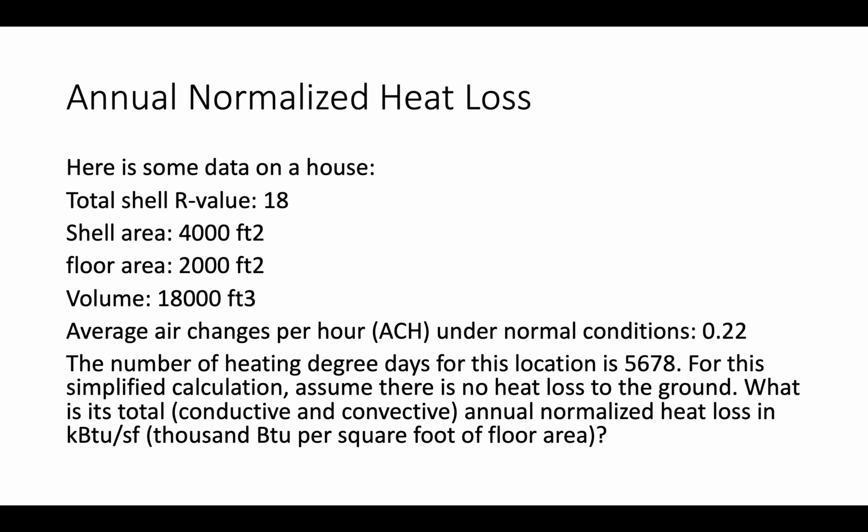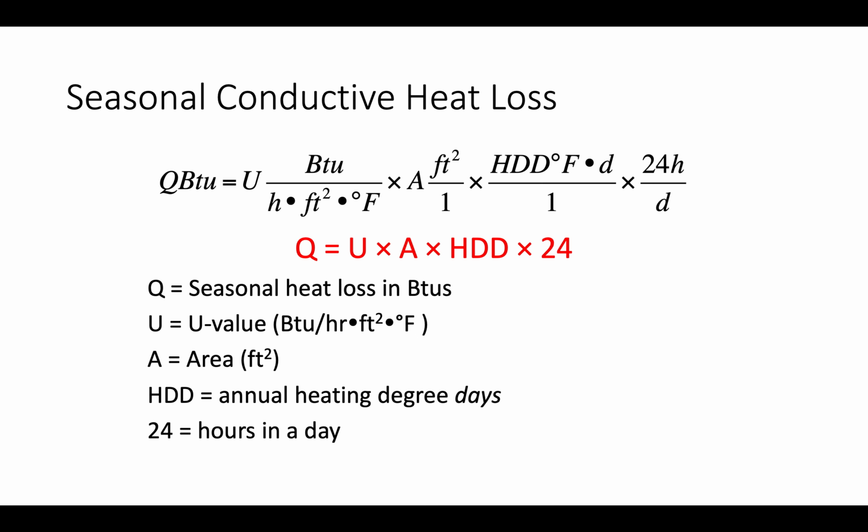Then we also have the average air changes per hour. This is a relatively tight building. And we have our number of heating degree days, and we want to calculate, assuming no heat loss to the ground, what is the total, that means conductive and convective, annual normalized heat loss, and we want that in kBTU per square foot because that's your measurement of EUI that everybody's comfortable with. So we're going to have to use a conductive equation and an air leakage equation.